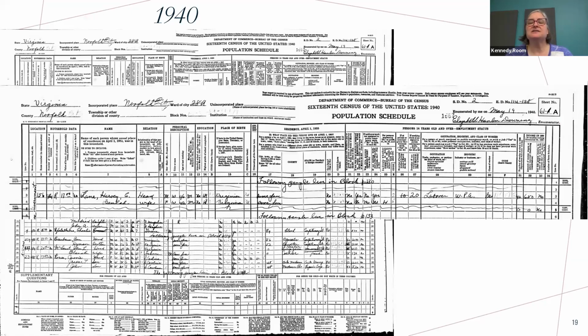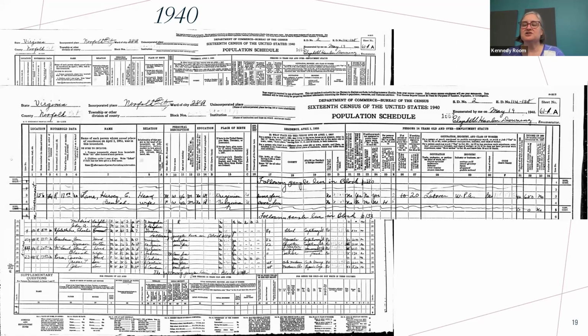Again, they ask similar demographic information with road, house number, and then they do flip-flop what information is asked in which order. But they get household number, visited, home owned or rented, value of home if owned, or the monthly rental if rented. Is this a farm? Name each person living at this residence as of April 1st. Relationship to the head of household. Personal description of sex, color, age at last birthday, marital status.